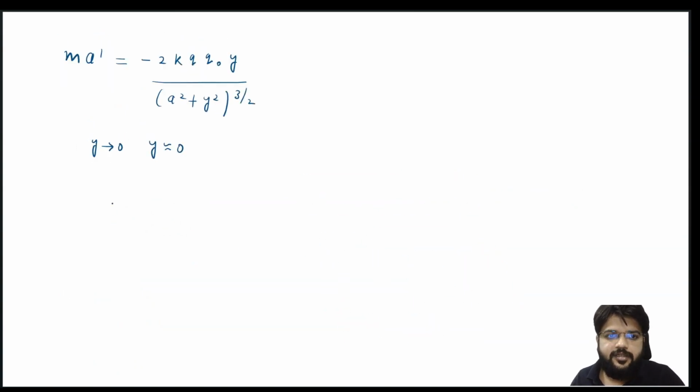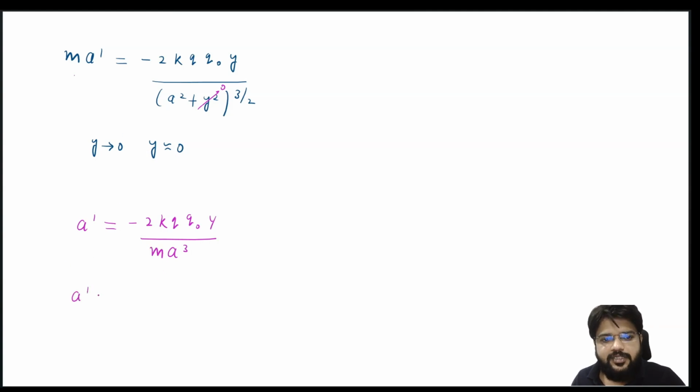Now let's see the next page. So we have, correct, y square is 0, so this term will get 0, everyone. And m we will put on this side. So we have now a dash is equal to minus 2 k q q naught y by a square power 3 by 2. So 2 will get cancelled. Correct. And here we have mass also.